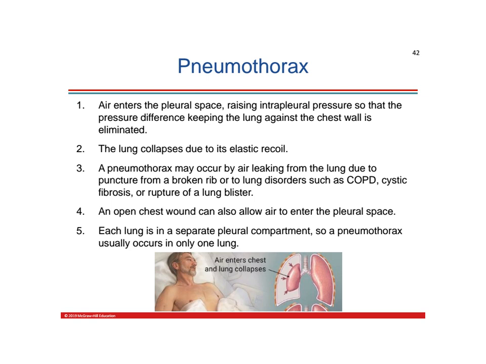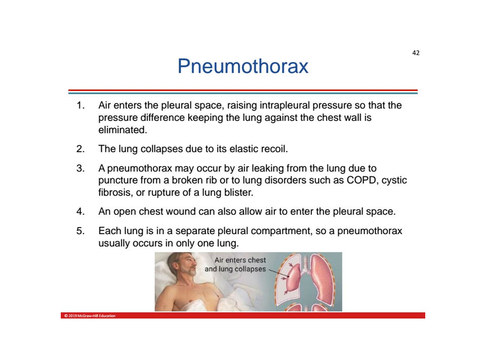There's essentially two ways a pneumothorax can occur. One is to have air leak into that pleural space by leaking out of the lung. So it can be internal. For example, a puncture from a broken rib, or a lung disorder such as COPD or cystic fibrosis, or the rupture of a lung blister can lead to air entering from the lung into the intrapleural space.